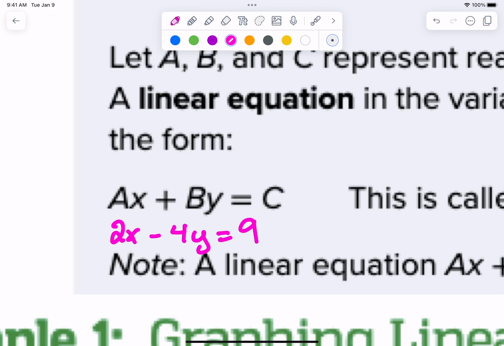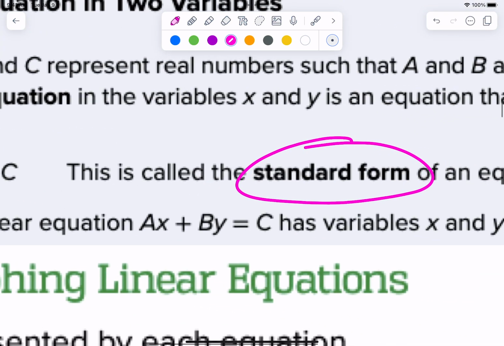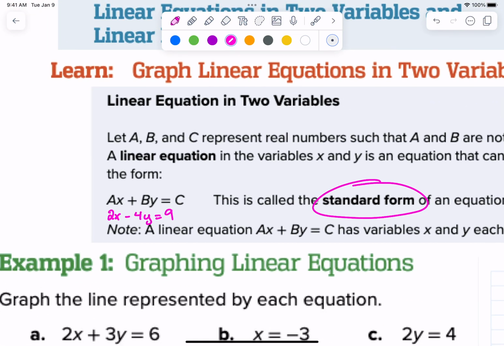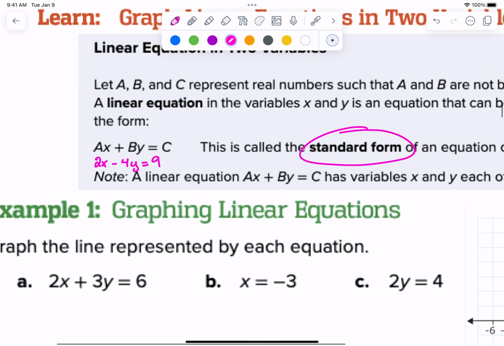Now, in order to be able to graph it, which is what we're going to do in the first one, we have to solve for y. This is standard form. We have to solve for y, get it into slope-intercept form, and then we can graph. We're going to do that here, okay?